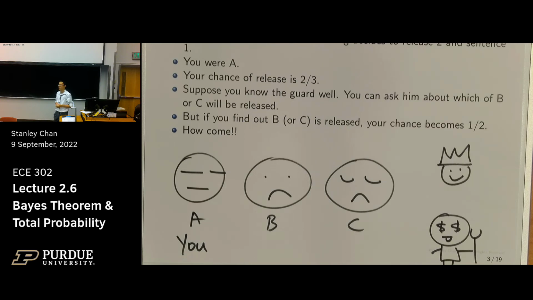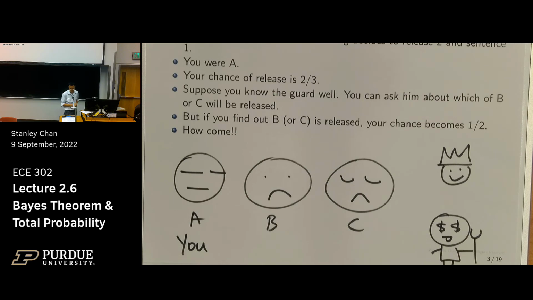Why? Because originally your probability of being released is 2/3, but after you have spoken to the guard, your probability becomes 1/2. Why? Because if the guard has told you that B is released, then it's only the game between you and C. Your chance of being released just dropped from 66.66% to 50%. So you have an extremely bad day and you regret, why should I talk to the guard and make myself so unhappy?